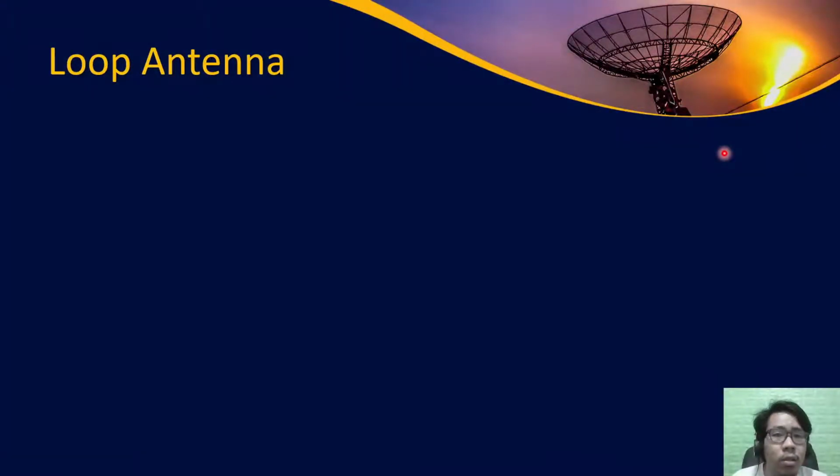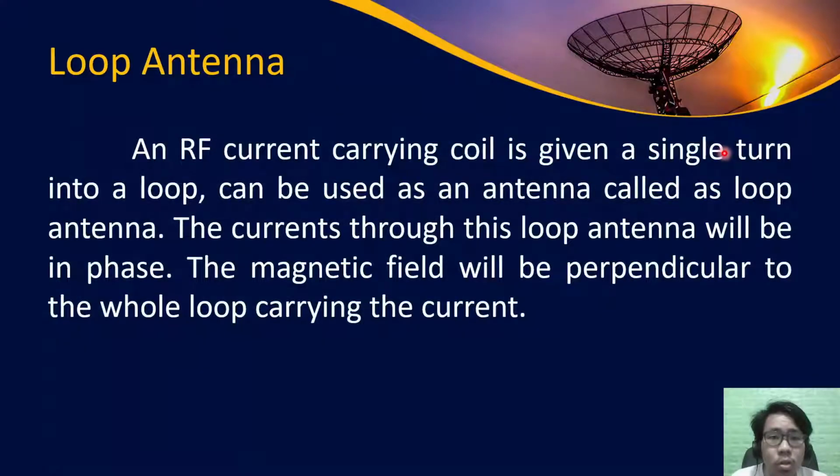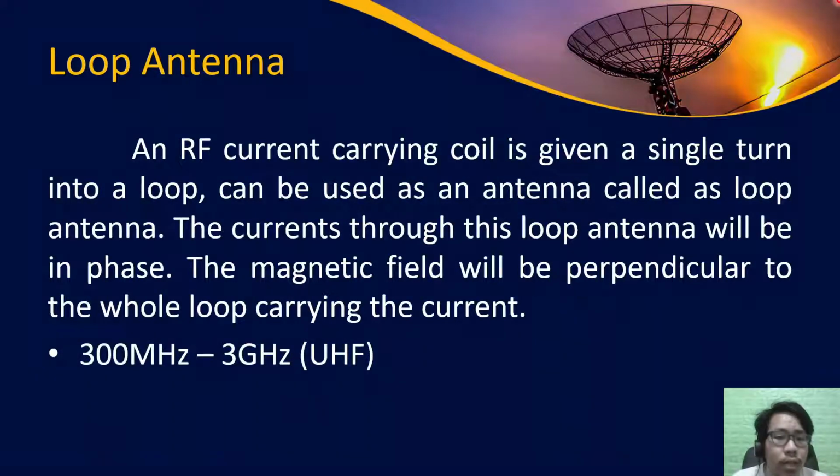And lastly is the loop antenna. So a radio frequency current carrying coil is given a single turn into a loop and can be used as an antenna called a loop antenna. The currents through this loop antenna will be in phase. The magnetic field will be perpendicular to the whole loop carrying the current. The frequency range of the loop antenna is between 300 megahertz to 3 gigahertz, which is also called the ultra high frequency or UHF range.